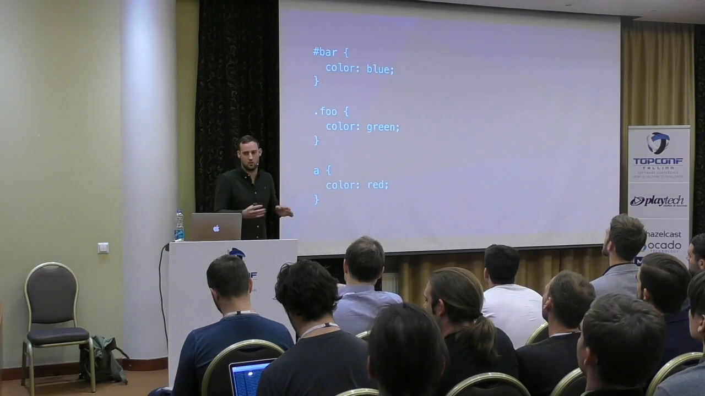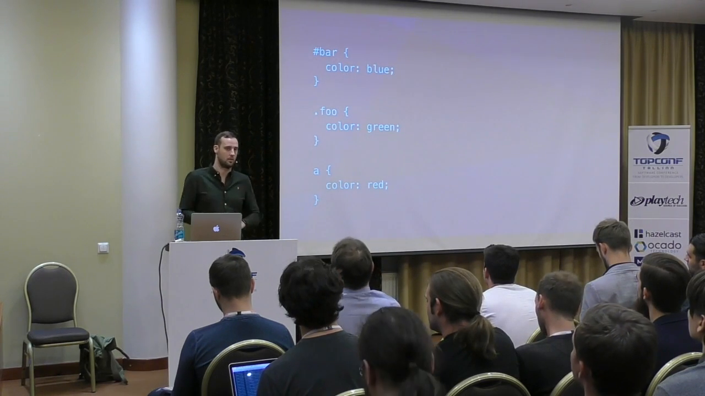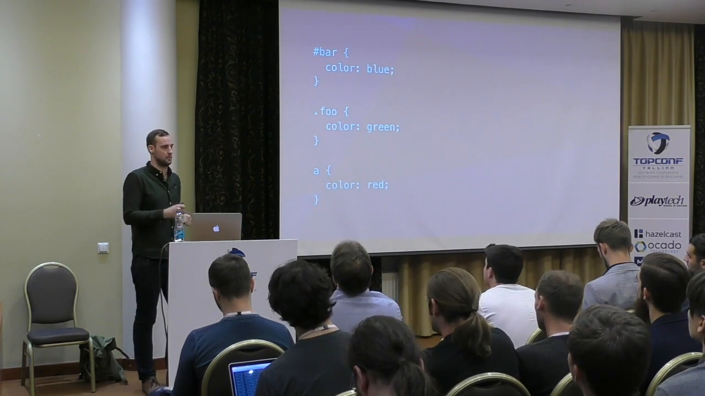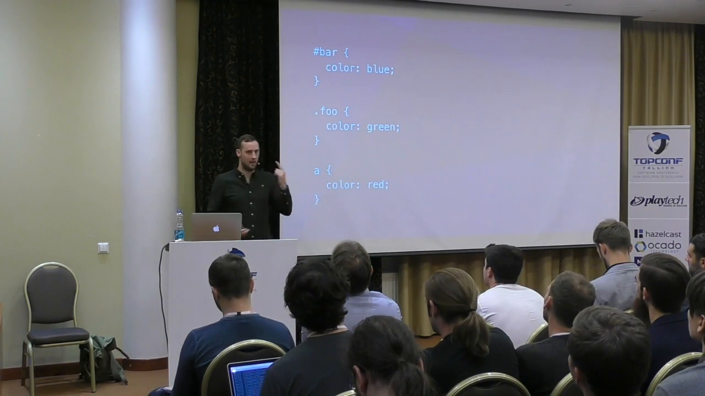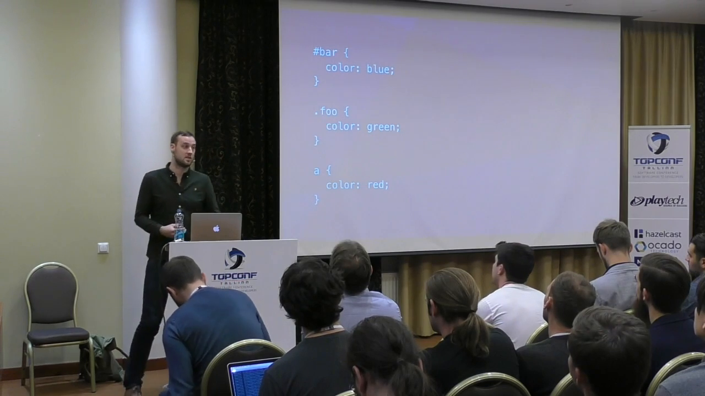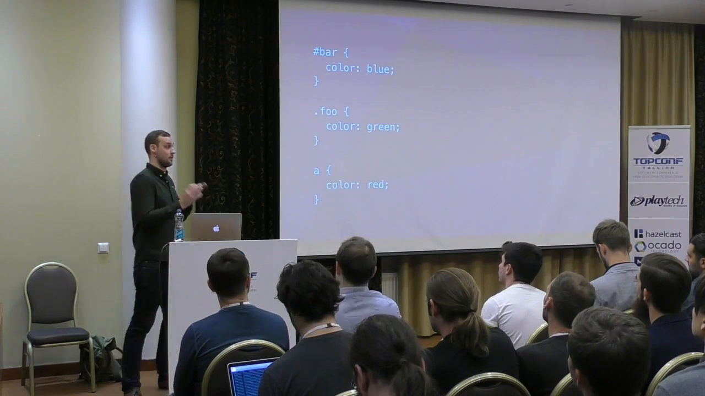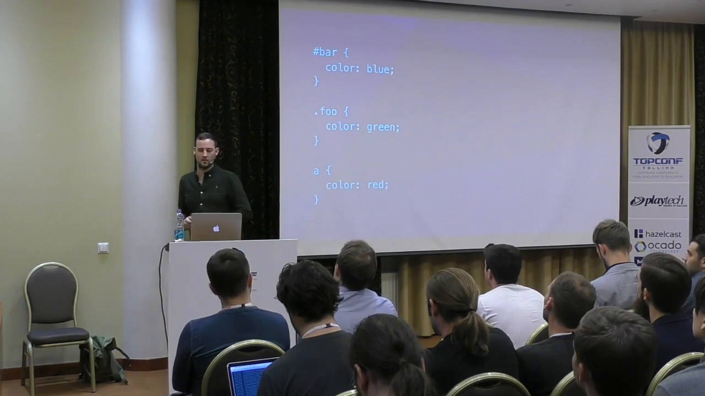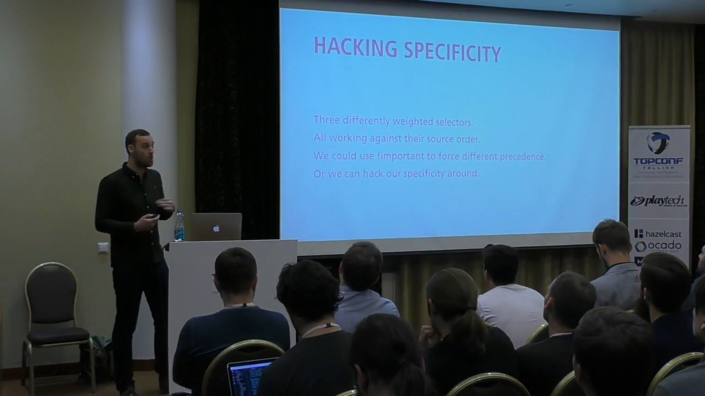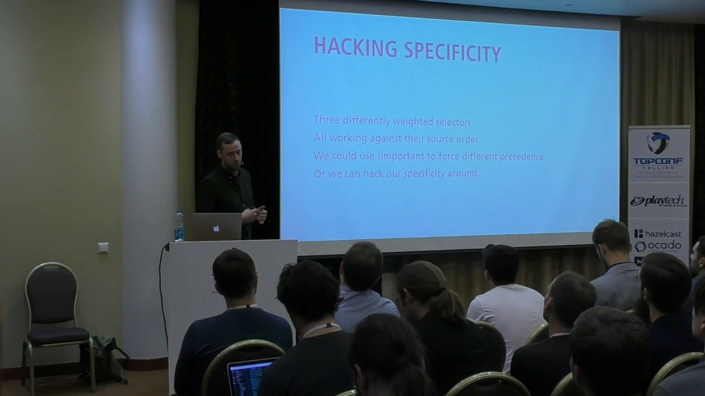CSS is very source order dependent. CSS is completely source order dependent. Whatever is found last is what gets applied, until you introduce specificity, at which point we can completely invert that paradigm. This is why specificity is such a problem in CSS. This is why it's very important to manage specificity properly. We have 3 very differently weighted selectors here, and they're all working against their natural source order.